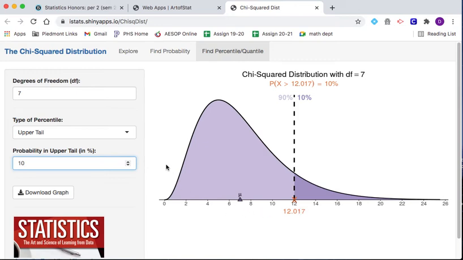I encourage you to take a look at the app. And again, the big takeaway is that as you increase the degrees of freedom, the curve gets less skewed and becomes more normal.